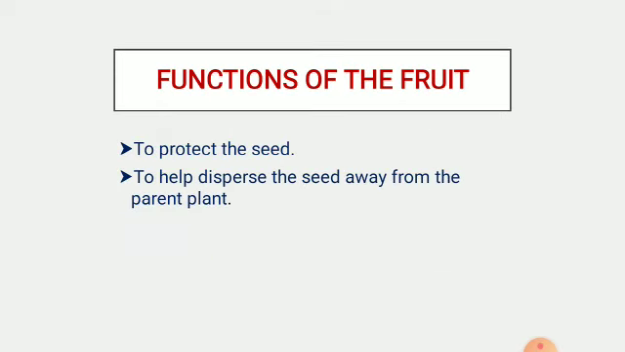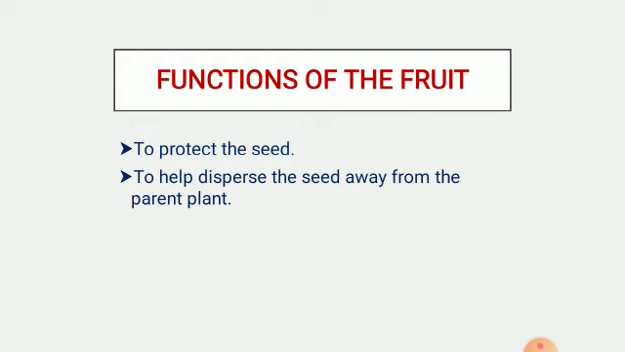Functions of the fruit. The two main functions of the fruit are: number 1, to protect the seed from animals and other adverse environmental conditions by keeping it enclosed within. Number 2, to help disperse the seed away from the parent plant where they can germinate to form new plant. So till now children, we have learned that once the fertilization has taken place, ovaries develop into fruits.